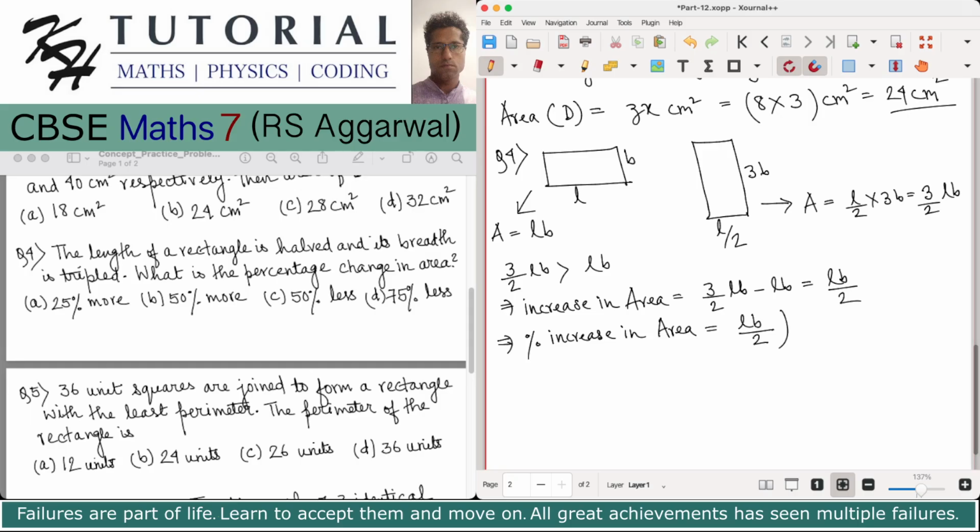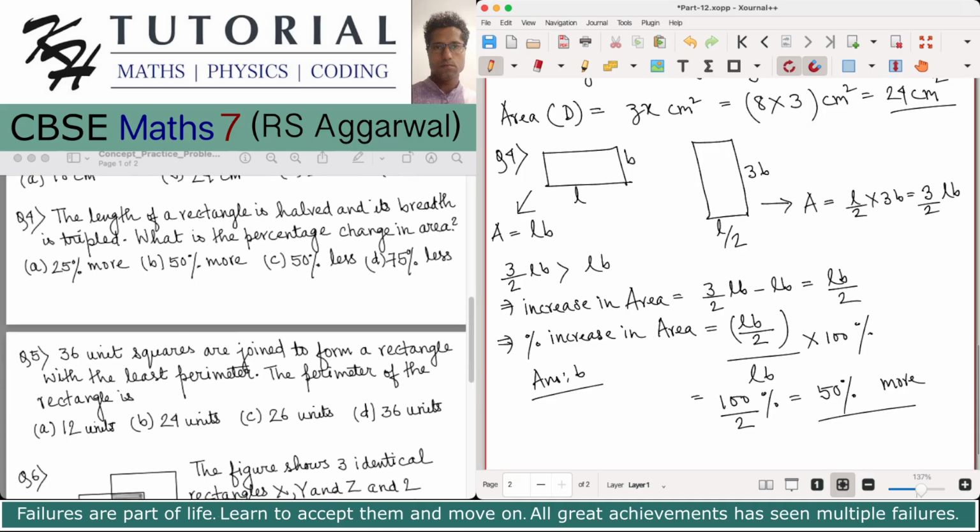This is the increase in area based on the original area, which is LB, multiplied by 100. This much percentage is the increase in area. This is equal to 100 by 2 percent, which is equal to 50 percent. So the percentage change in area will be 50% more, since there is an increase in area. So the correct choice is B. B is the correct choice.